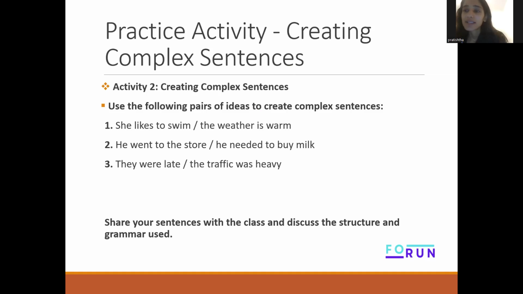Now, create a complex sentence by yourself. She likes to swim, the weather is warm. She likes to swim because the weather is warm. Or she likes to swim when the weather is warm. He went to the store because he needed to buy milk. They were late as the traffic was heavy. Or here also I can use because the traffic was heavy. Right?